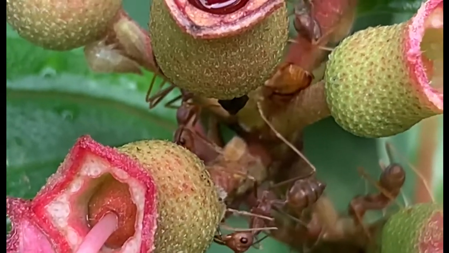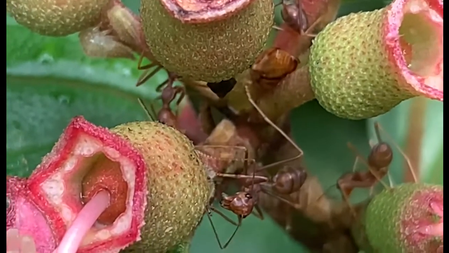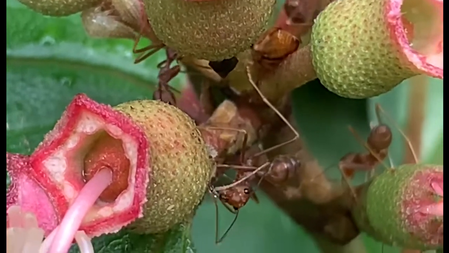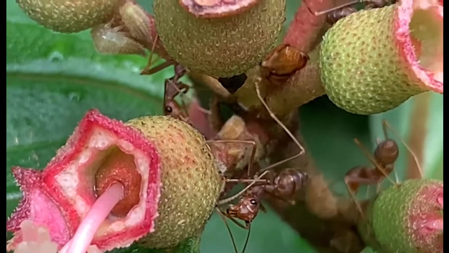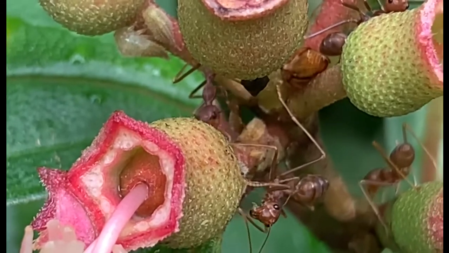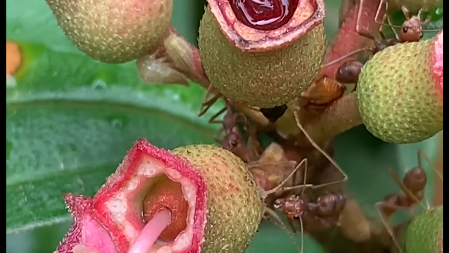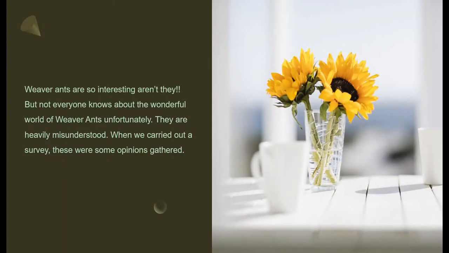Plant eaters and herbivores get fended off and killed if they intend to disturb the plant and eventually the ant's nest. However, this can prevent pollinators from coming to the plants, which could be detrimental to them. Moreover, mealybugs are also seen as a pest which may damage the plant's health. Weaver ants are so interesting, aren't they?